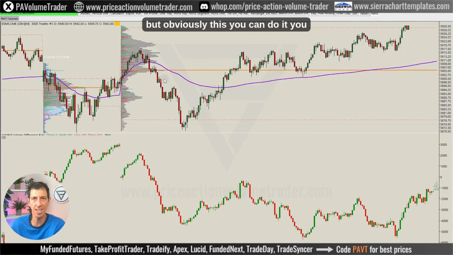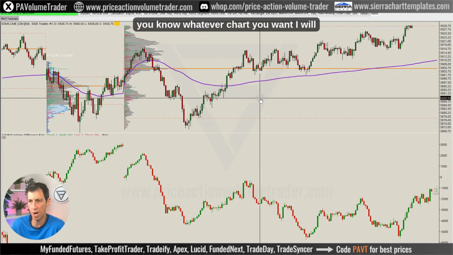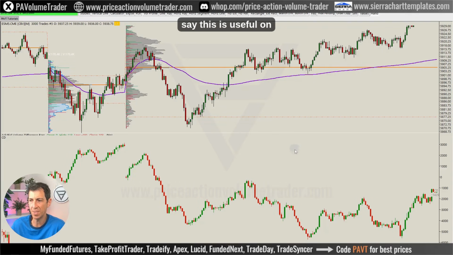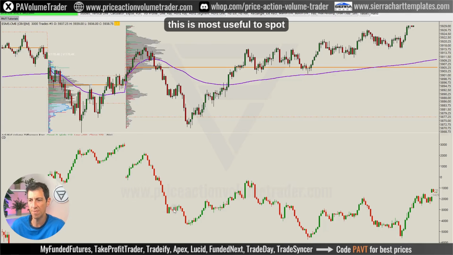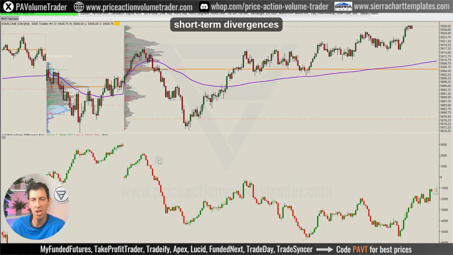But obviously you can use it on a 1 minute, 5 minute, or whatever chart you want. I will say this is useful on lower time frames. I don't really think you would want to be looking at this on like a 1 hour time frame. This is most useful to spot short-term divergences.